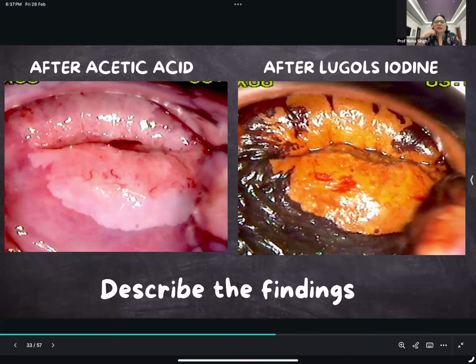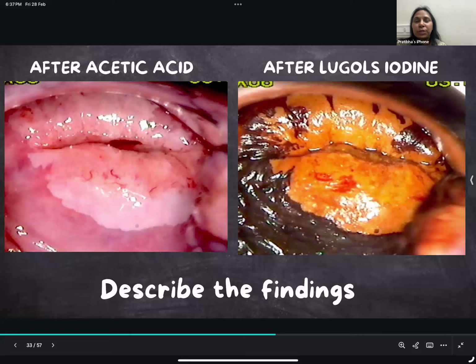So these are the 4 pictures that we have: the saline, the green filter, acetic acid, and Lugol's iodine. Whatever you can see from just the 4 pictures, you can comment, and then we'll cover up the findings. We see here a lesion involving the whole of the posterior lip of cervix as well as some part of the anterior lip, though the upper margin of the anterior lip cannot be seen.